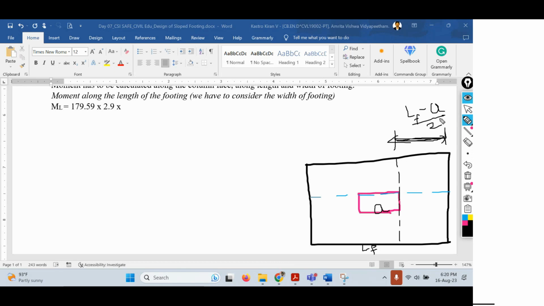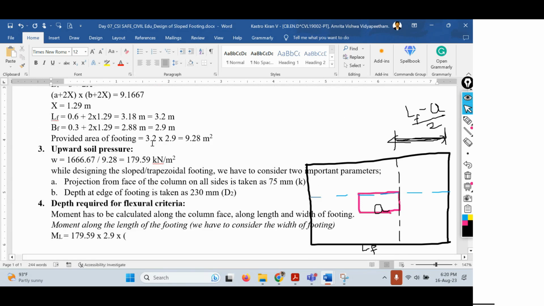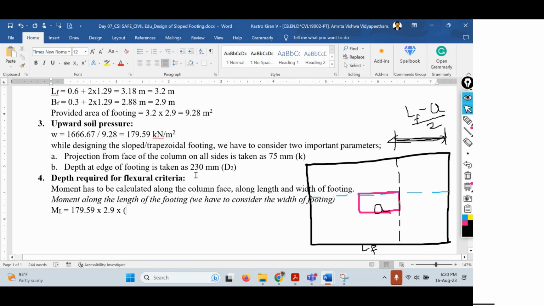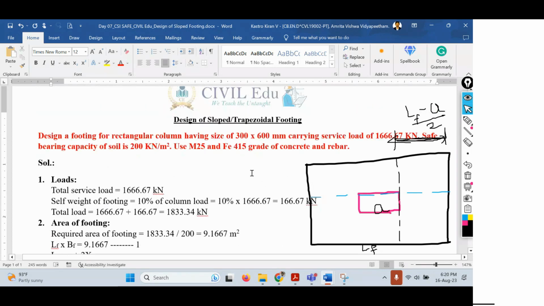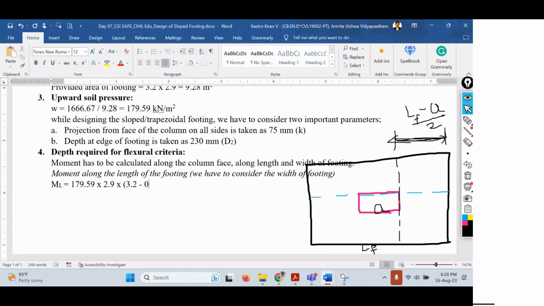Similarly, this is along the length. First let us finish with the length factor. So into (LF minus A)... What is LF? Length of the footing, which is 3.2 meters. So 3.2 minus A. What is A? Length of the column, which is 600 mm, so that will be 0.6. So (3.2 minus 0.6) divided by 2, you will be getting the moment value along the length.